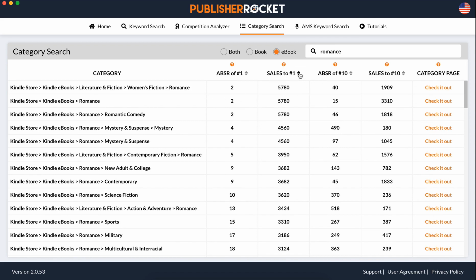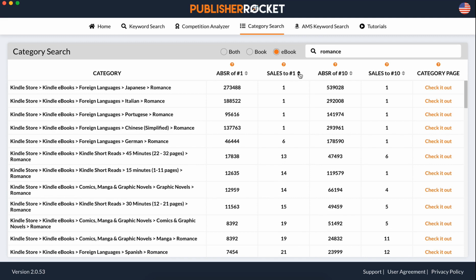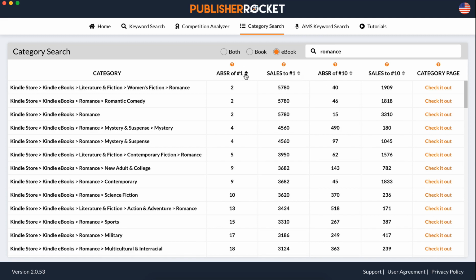I don't think some of them you can see shift around a little bit, but I think that's something to do with the algorithm. I'm not sure exactly why, but these sales are approximations. We don't know if this book is selling exactly 5,780 copies, but that's how it's calculated.